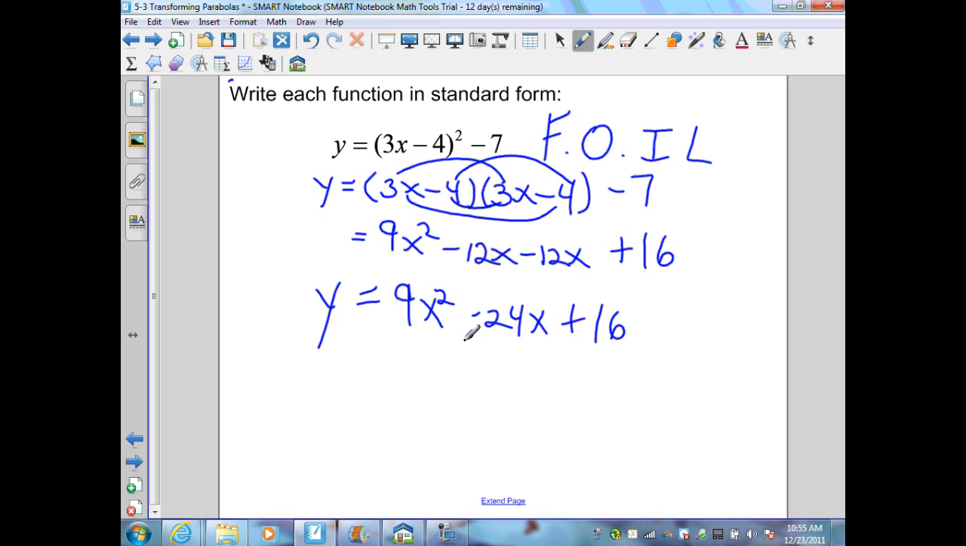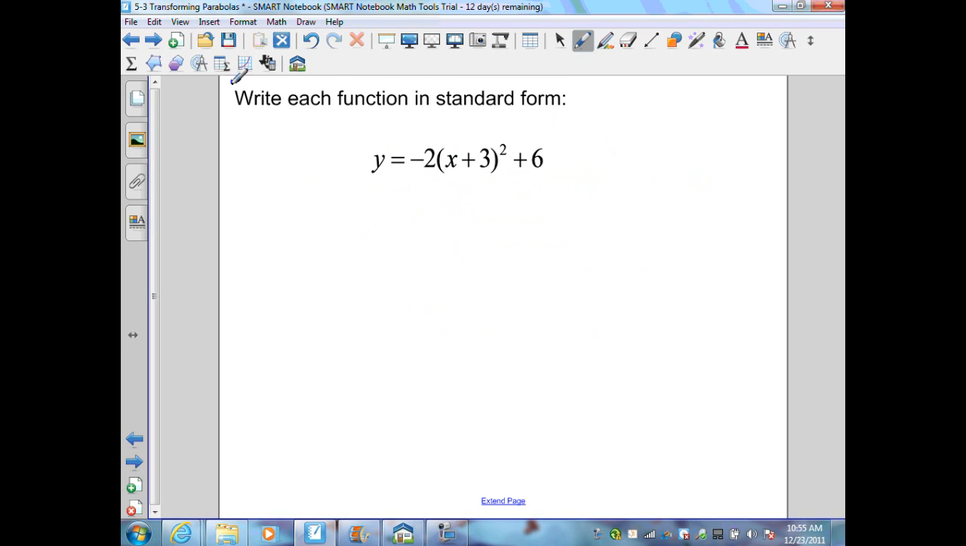And remember, we have to order them, where they have the quadratic term first, then the linear term, and then the constant. Let's take a look at one more example of making a vertex form of a quadratic function into the standard form of a quadratic function. So we'll bring down the y, bring down the negative 2. Then we're going to FOIL this quantity, x plus 3 squared. So I'm going to write that as a product of its factors, and then bring down the plus 6.